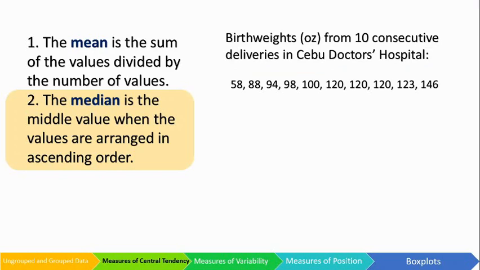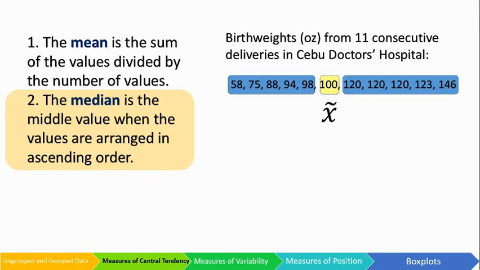But what if there's one more data point, in this case 75, which brings the number of values to 11, an odd number? Well, this is pretty straightforward because in an odd number distribution, there is always a data point in the middle. Therefore, our median is 100. Notice that there are 5 values to the left and 5 values to the right of it.